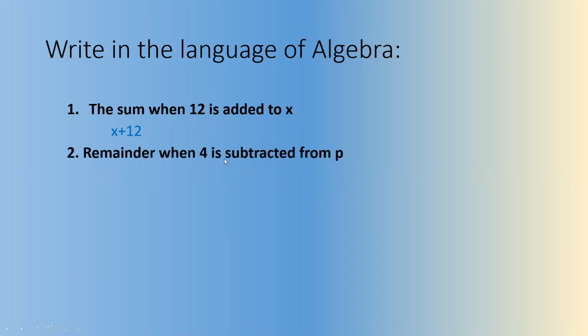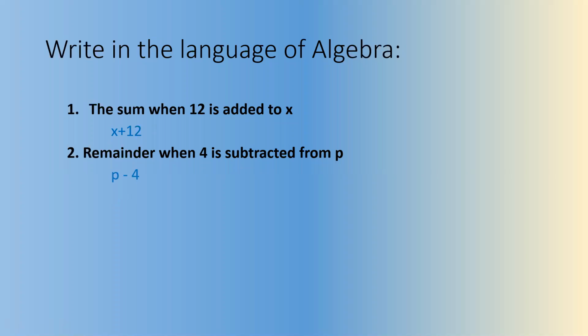Remainder when 4 is subtracted from p. What will be the answer? Remainder when 4 is subtracted from p. We have to write what first? We have to write, yes, very good, p first. Okay? P minus 4.